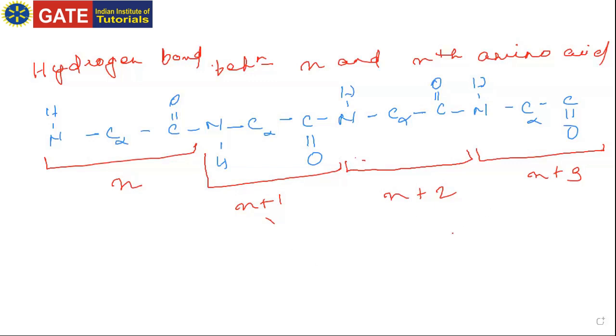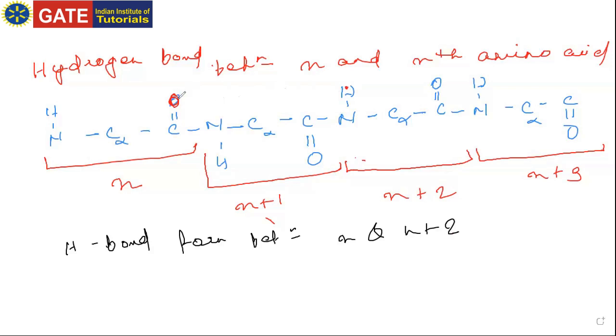So yeah, hydrogen bond. What is this hydrogen bond? Wait, I'll write it in black color. Hydrogen bond forms between N and N plus 2. So how will we write it? Suppose this is the N wala carbonyl oxygen, and this is hydrogen. This hydrogen is the N plus 2 wala hydrogen, na? This hydrogen. So what will happen?